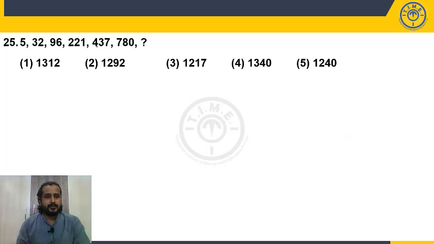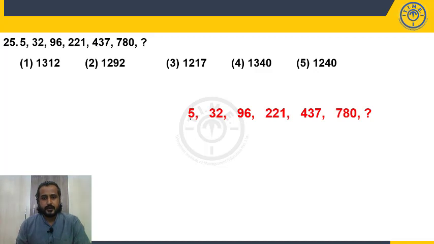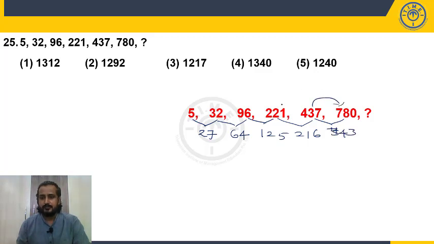5, 32, 96, 221, 437, 780. Now if you observe 5 and 32, difference is how much? 27. 32, 96 difference is 64. 96, 221 difference is 125. 221, 437 difference is 216. 437, 780 difference is 343. See, though the numbers are increasing rapidly, if you check, you won't find a proper sequence.